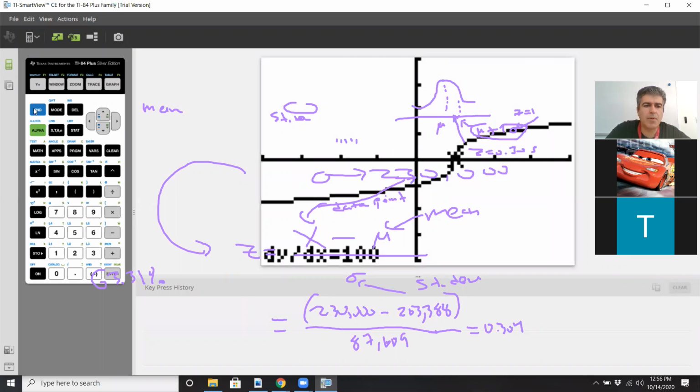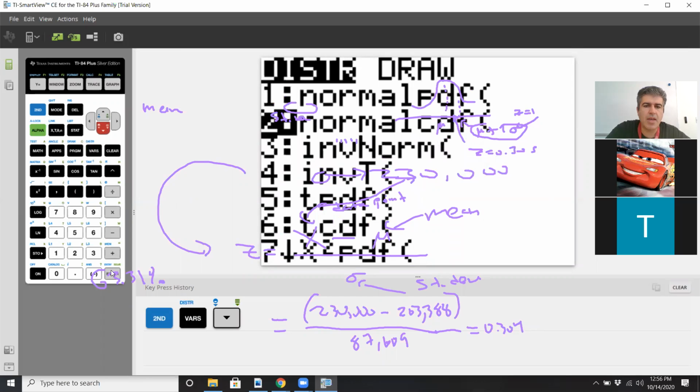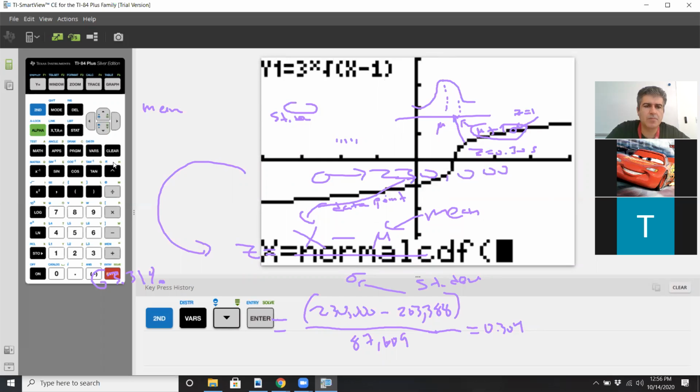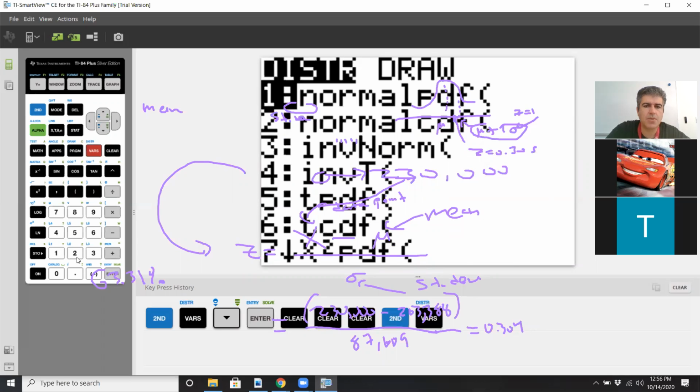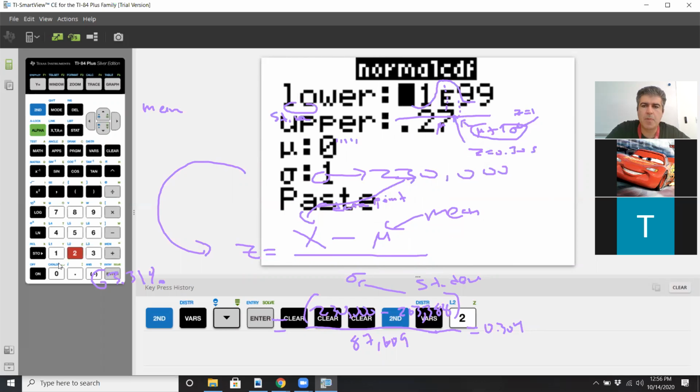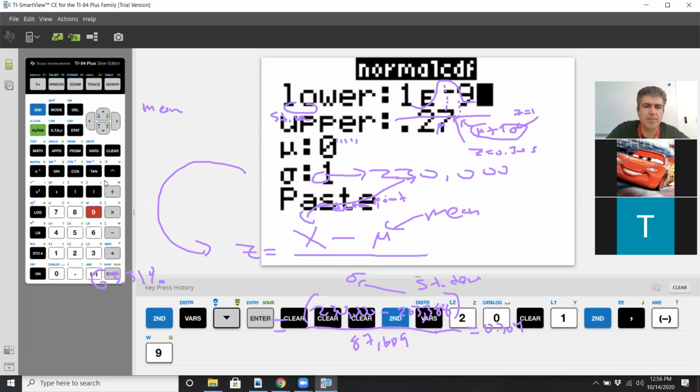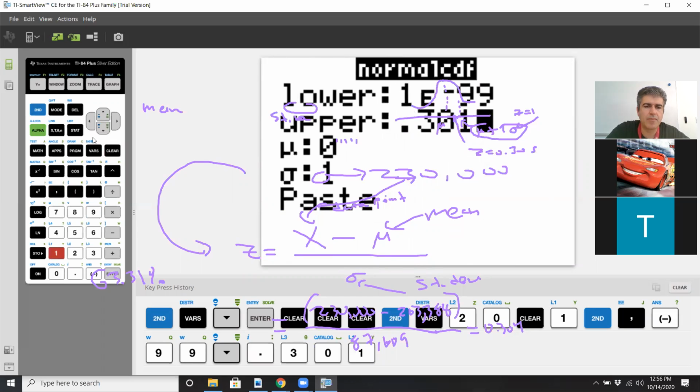So you could do, remember, 2nd VARS, option 2. And since you already know the z-score, oh, that's for calculus. 2nd VARS, option 2. So you could do like 0. Actually, no, darn, let's keep that 1, E negative 99. I'll do 0.304. And you keep those at 0, 1 because you're doing the z-score.